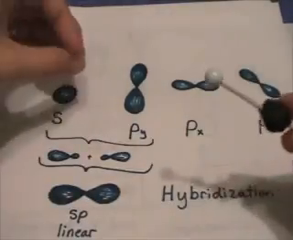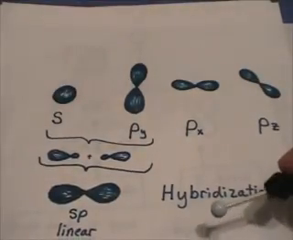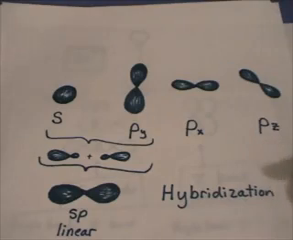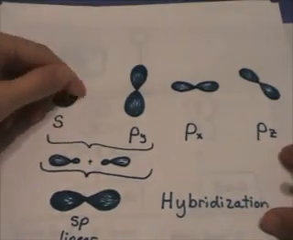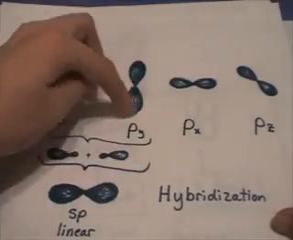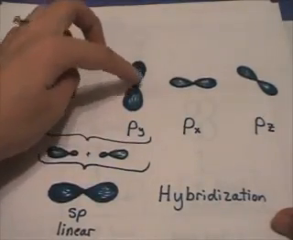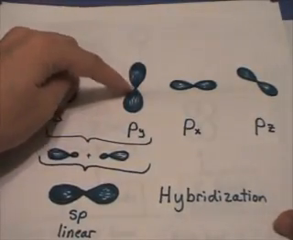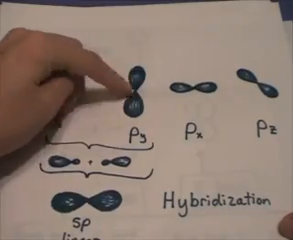Well, an s orbital is a sphere. A p orbital is a dumbbell. And these are just shapes that describe the probability of finding an electron in that space. So in an s orbital, the electron could be anywhere in that sphere. In a p orbital, the electron could be anywhere above or below the nucleus in this nice little dumbbell shape.